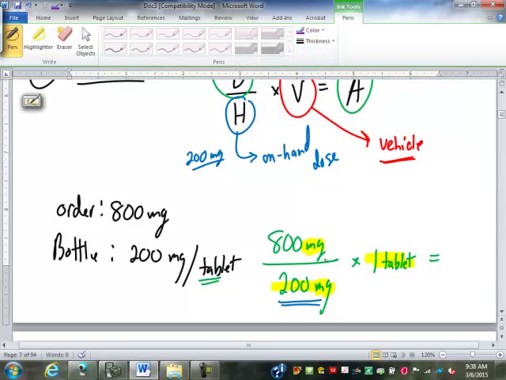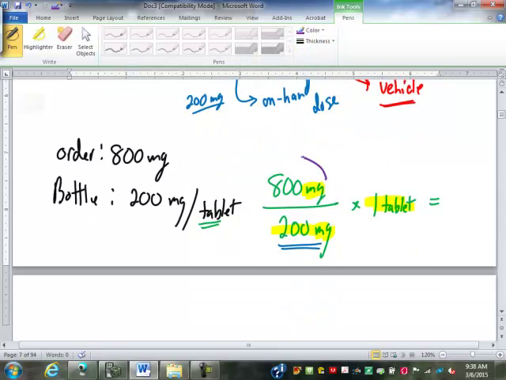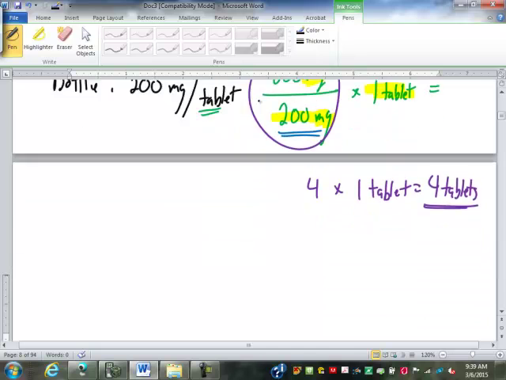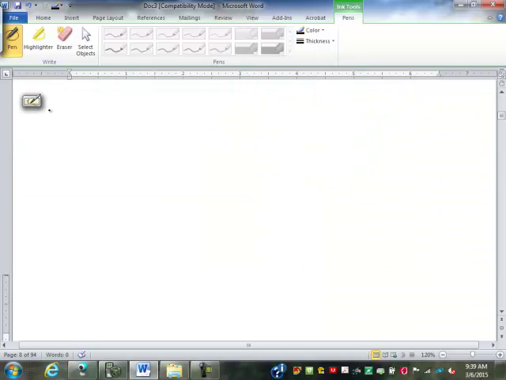So now we go ahead and we divide. 800 milligrams divided by 200 milligrams is 4 times 1 tablet is 4 tablets. To me, that's a really complicated way to go through a simple calculation. Let's look at another example.